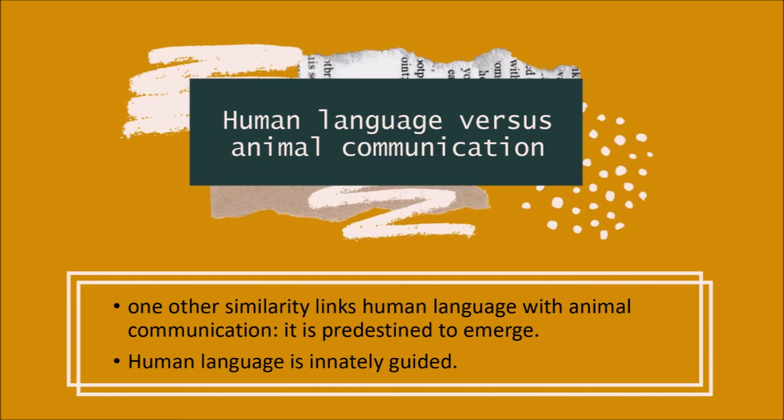But one other similarity links human language with animal communication. It is predestined to emerge. Just as frogs inevitably croak and cows moo, so humans are prearranged for talking. Human language is innately guided. Human infants are not born speaking, but they know how to acquire any language to which they are exposed. They are drawn towards the noises coming out of human mouths, and they instinctively know how to analyze speech sounds.